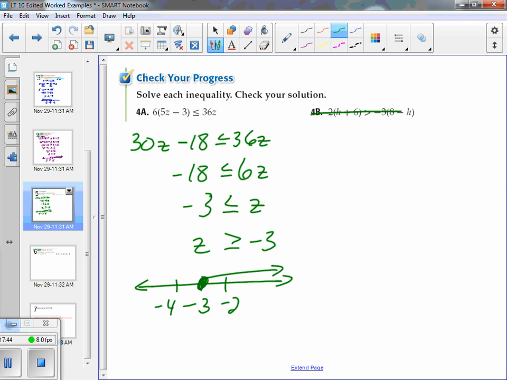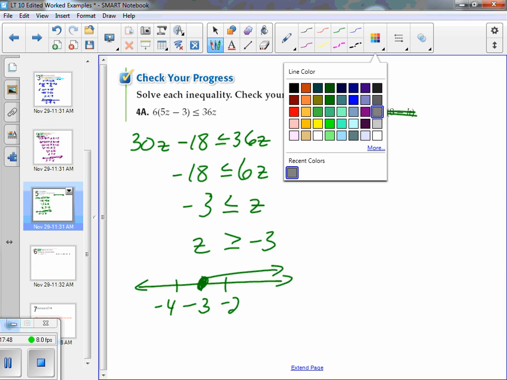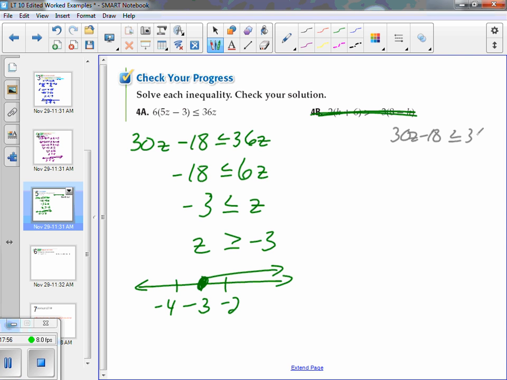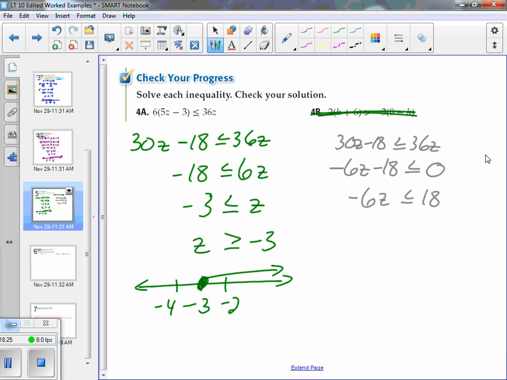Now, let me just work this one for you again. If at this point where I had 30z minus 18 is less than or equal to 36z, if I had decided instead to subtract 36z, how would it work out? 30z minus 36z would be negative 6z minus 18 less than or equal to, and then 36z minus 36z is 0. The next step, I would add 18 to both sides, so I get negative 6z is less than or equal to 18. And now I divide both sides by negative 6. When I divide both sides by a negative, I flip the sign. And then 18 divided by negative 6 is negative 3, and I got the exact same answer.